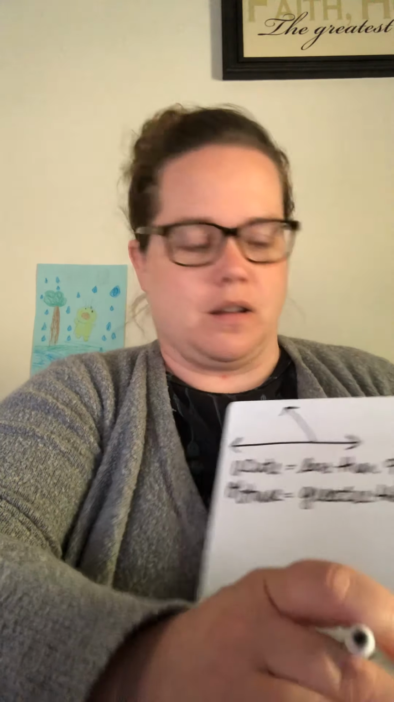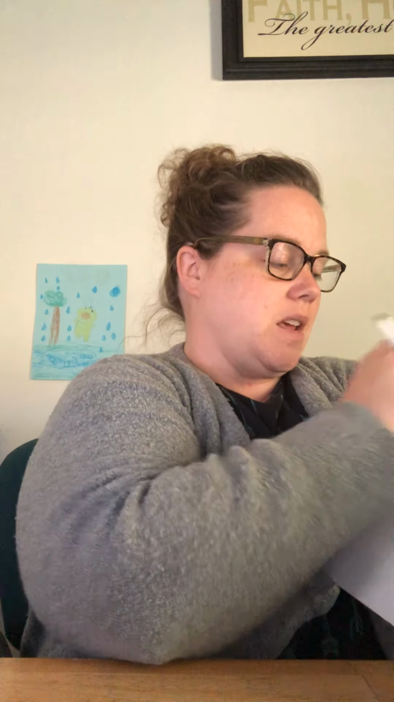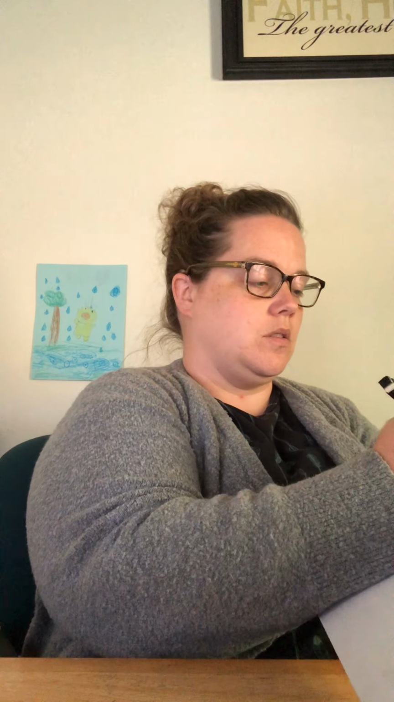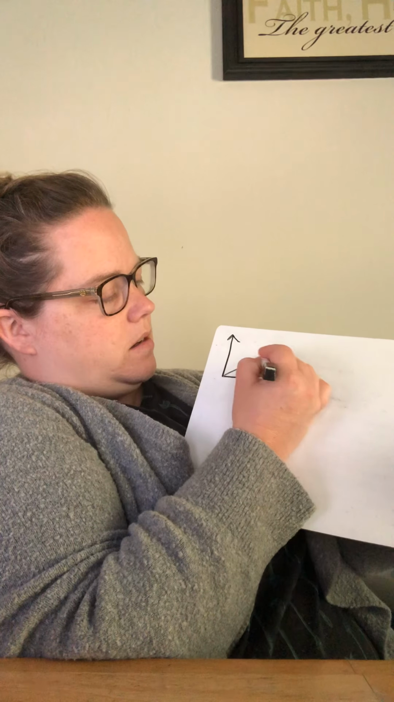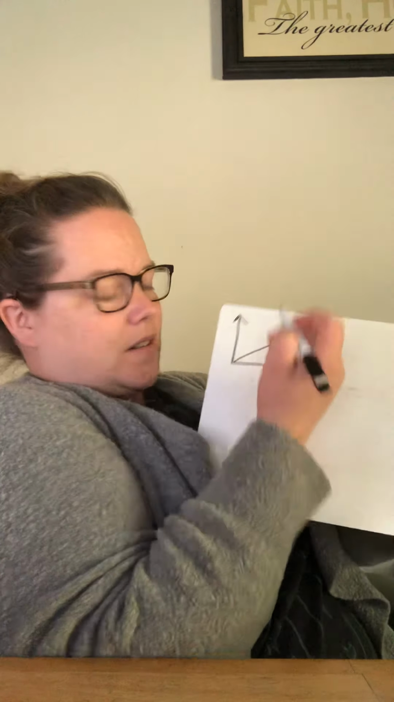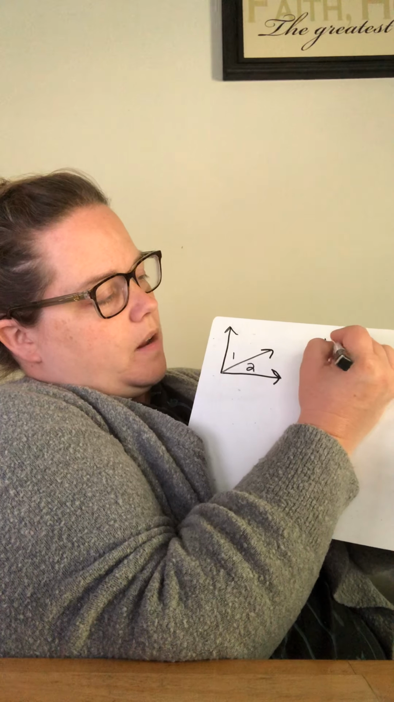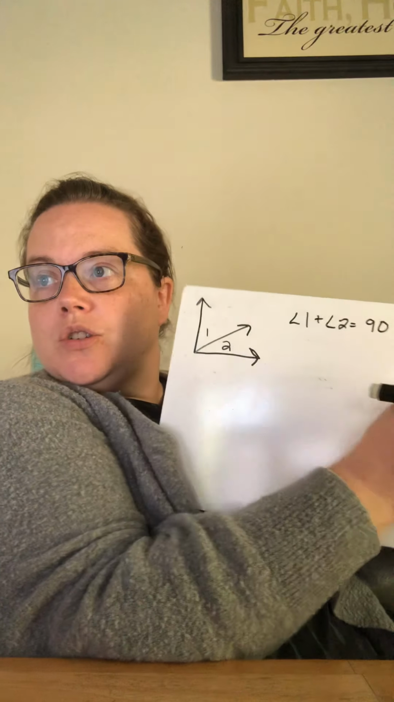So for complementary angles, supplementary equals 180, complementary equals 90. So it looks like this. And then I can split it. It's bisected, fun fact. So I've got angle 1 and angle 2. So angle 1 plus angle 2 equals 90, okay?